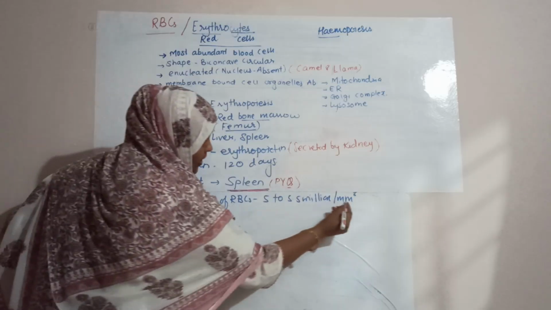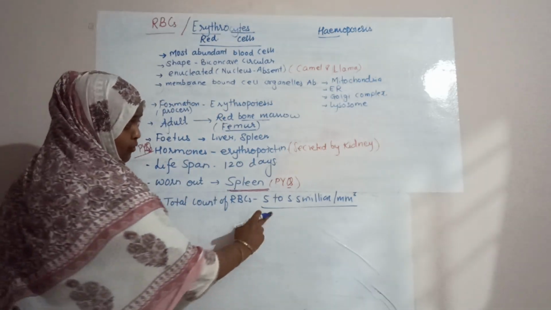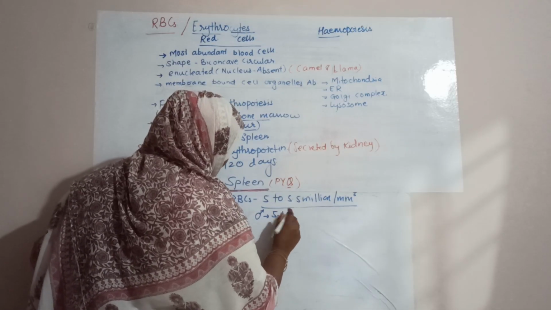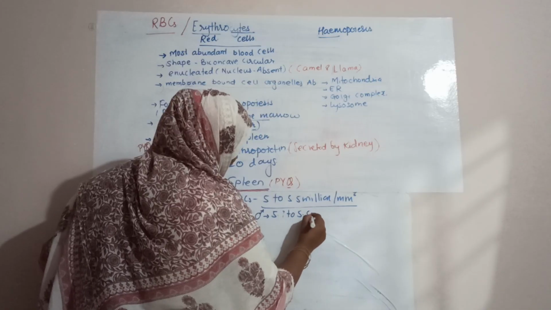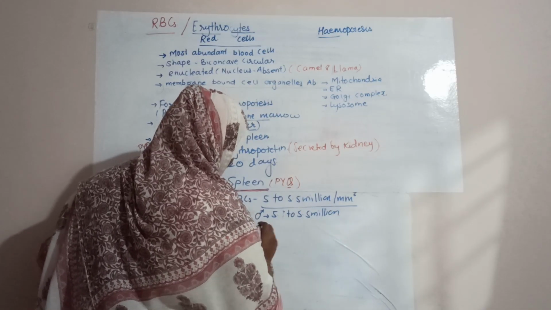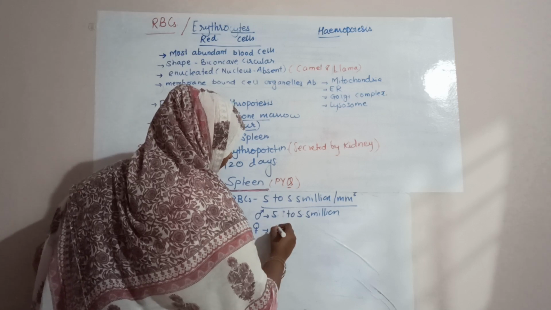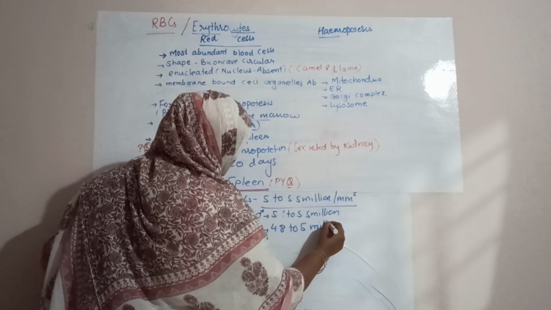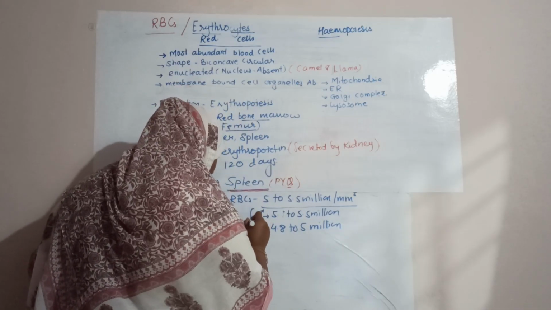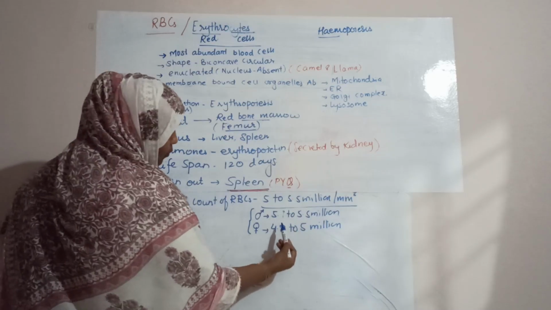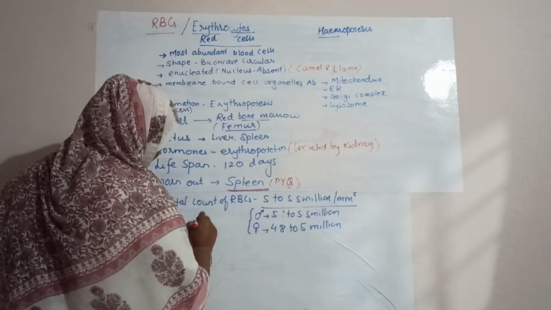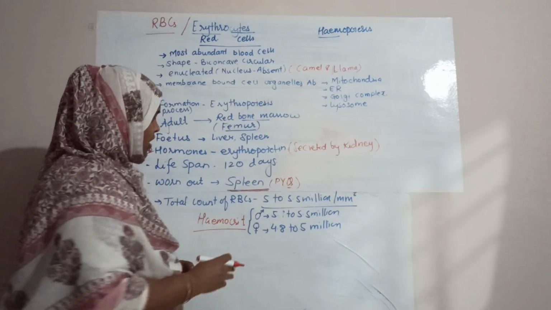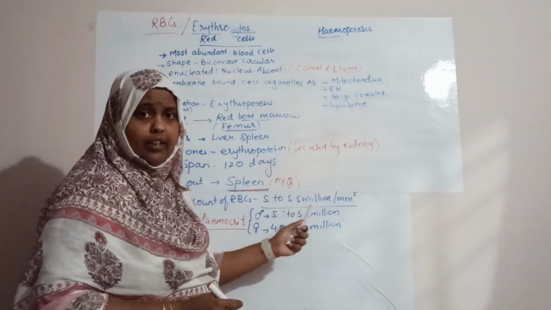The total count of RBC is 5 to 5.5 million. In a male, normally 5 to 5.5 million is present, and in a female body, normally 4.8 to 5 million per mm cube is present. The volume ratio of the RBC is also known as the hematocrit. It is not mentioned in your NCERT, but I am telling you.